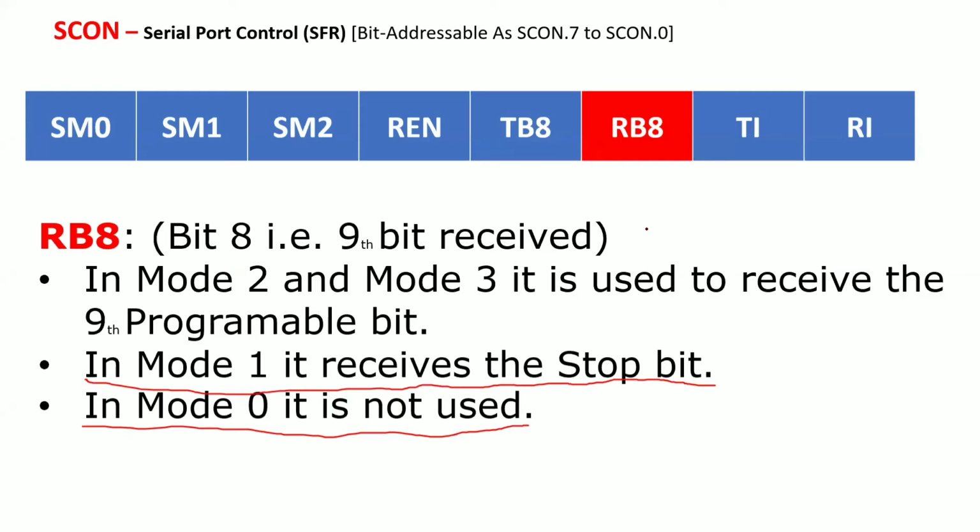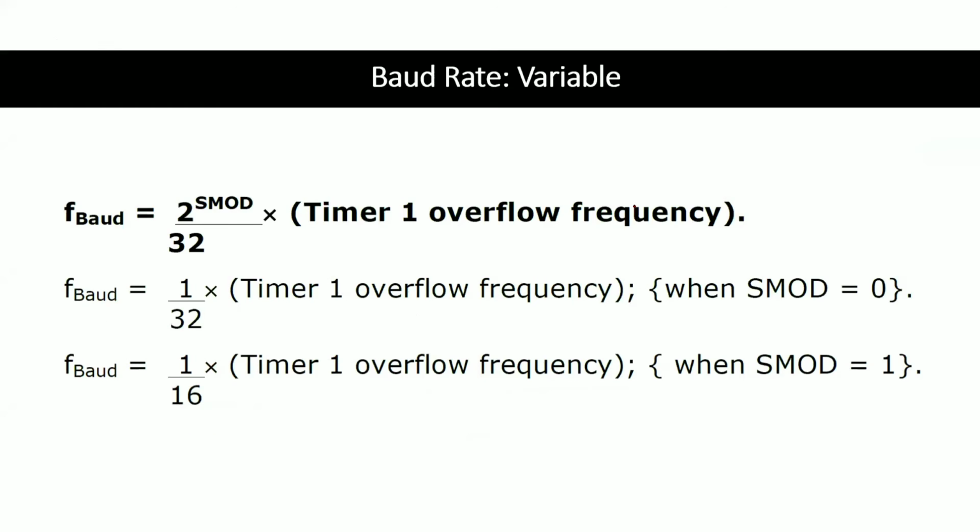Now you understood, right? Coming to the next 2 modes, I will receive the 9th programmable bit. So instead of storing the stop bit, it will store the programmable bit. I will come back to this point later while we are discussing mode 2 and mode 3. Now you clearly understood that in mode 1, I am storing the stop bit in this register bit, SCON RB8, right? So that is how I will check the errors.